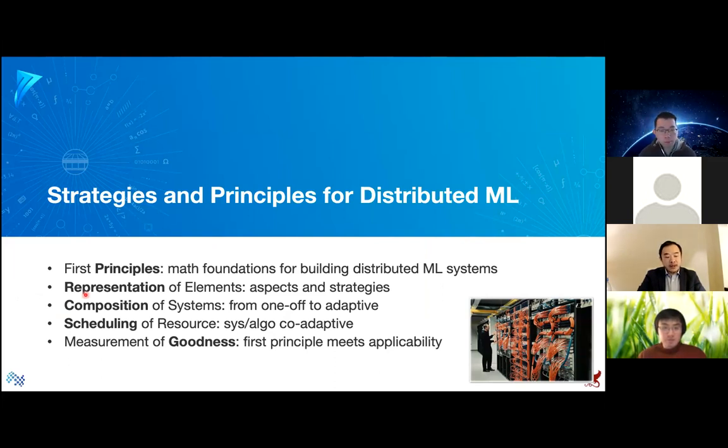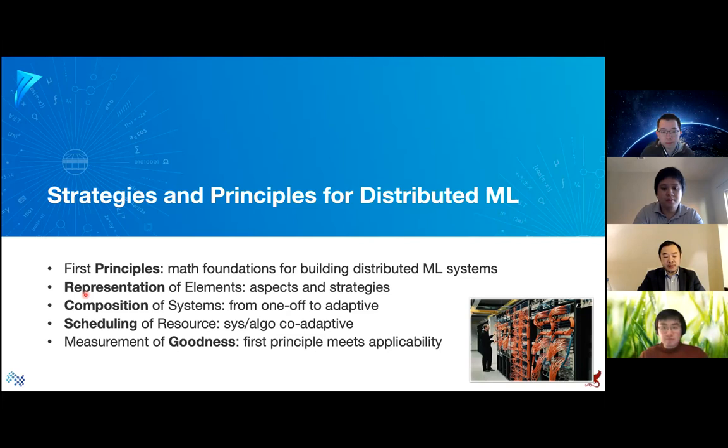We're going to first discuss some first principles, which are the mathematical foundations for building distributed machine learning systems. And then based on those foundations and first principles, we're going to introduce a system of representations, a systematic representation of elements needed for designing different strategies of distributed machine learning. And then we're going to discuss composition of a system using all these elements from a one-off to an adaptive system solution.